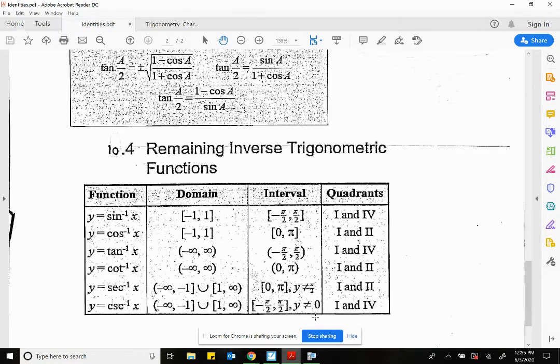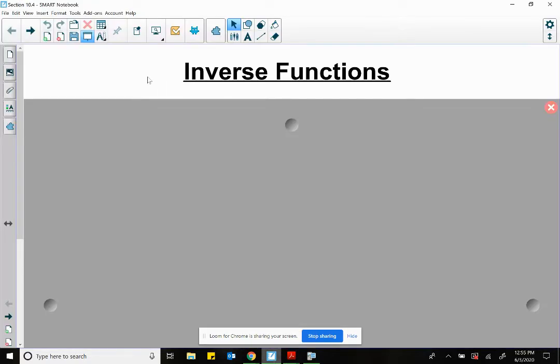Okay? And then over here, we've got these quadrants. This is a very important table for us. All right? So 10.4 is all about inverse trig, finding angle measures. So let's just talk about inverse functions. Remember, inverse functions are how you undo something. It's like going backwards. If I walked up 2 flights of stairs to get to my office, then the inverse of that would be walking down those same 2 flights of stairs. It's undoing what I have done.